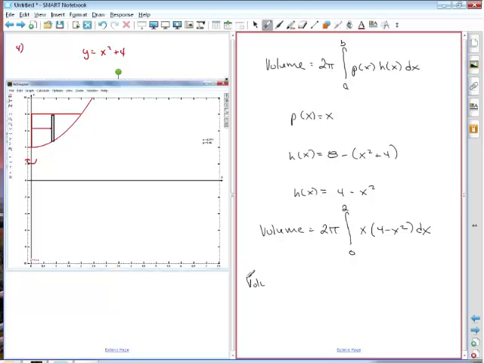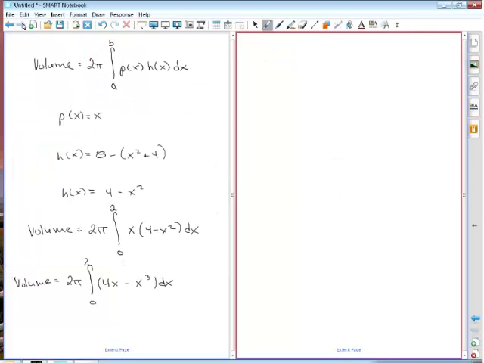Before we integrate, we multiply out terms, so we just have individual polynomial expressions, instead of trying to use the chain rule or something like that, which we could do, but it's easier just to multiply it out. So we get 4x minus x cubed, everything times dx. So now we integrate. I'll leave the volume off for a second.